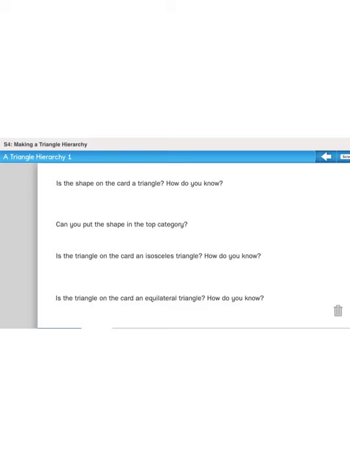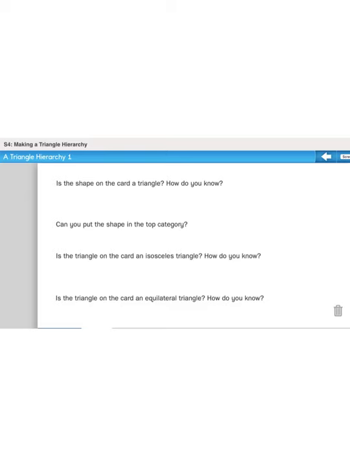Now, is the triangle on the card an isosceles triangle? How do you know? Because isosceles triangles have at least two sides equal in length. If the card does not show an isosceles triangle, you leave it in the triangles category at the top and you're done classifying that triangle. If it shows an isosceles triangle, you should move it down to the isosceles triangle category.